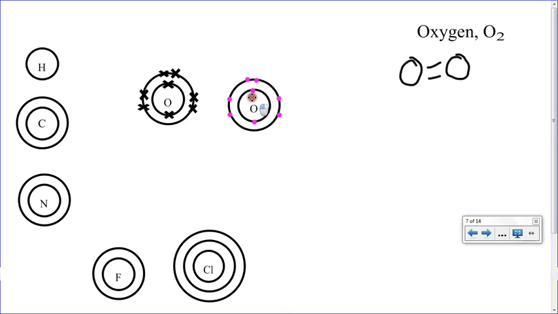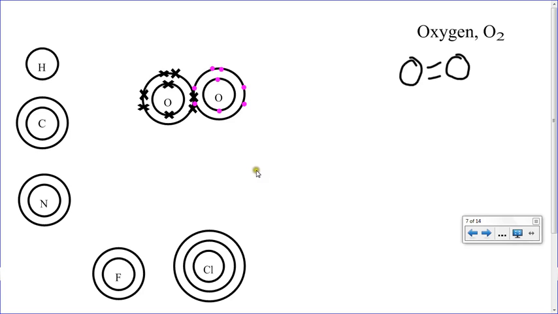Again, 6 electrons in the outer shell. They share, here we go, 8 electrons in the outer shell and 8 electrons in the outer shell. So where a single bond was the sharing of 2 electrons, a double bond is the sharing of 4 electrons. Single bond, 1 pair, double bond, 2 pairs.